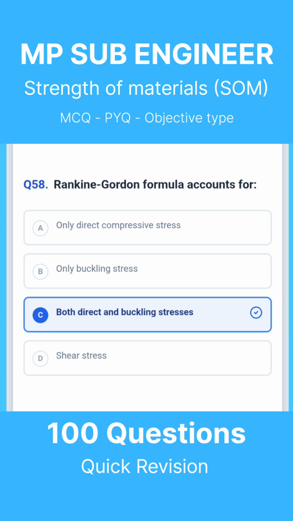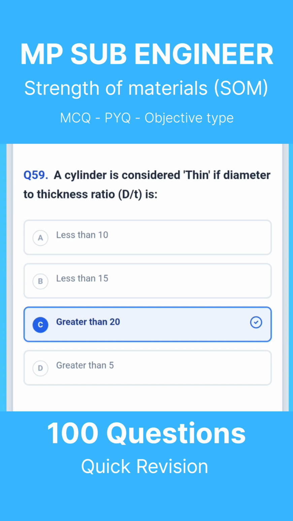Question 58. Rankine-Gordon formula accounts for. The correct answer is both direct and buckling stresses. Question 59. A cylinder is considered thin if diameter to thickness ratio d divided by t is. The correct answer is greater than 20.